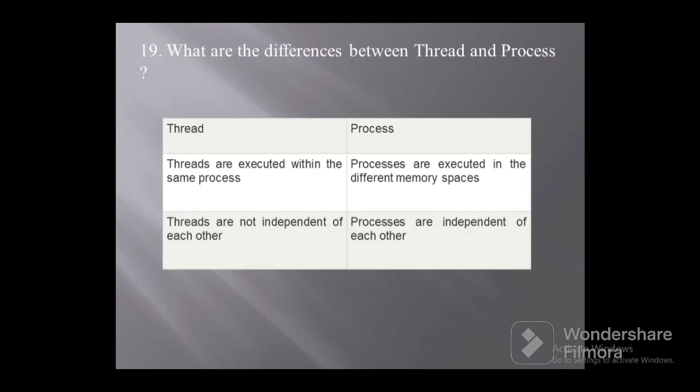Then the 19th question is, what are the differences between thread and process? First thing you can specify is that a program in execution is called process, and thread is the state of execution, like a path for execution. And there are other differences: threads are executed within the same process, but processes can be executed in different memory spaces. Threads are not independent of each other, like a thread will be dependent, meaning if one process is done, then only the thread can go ahead, whereas processes are independent of each other, meaning if one process is getting done, then other processes can also get done. It will not wait for another process.